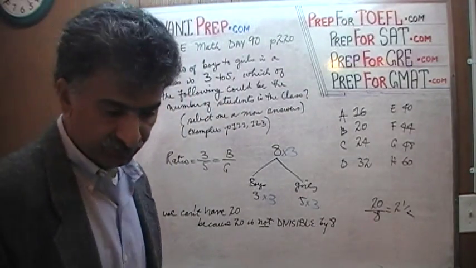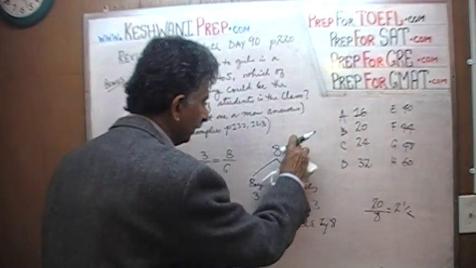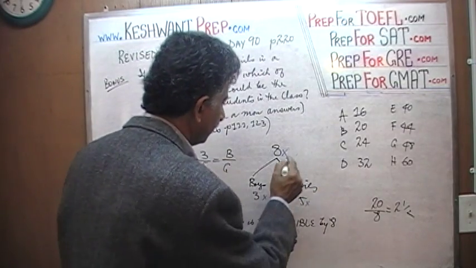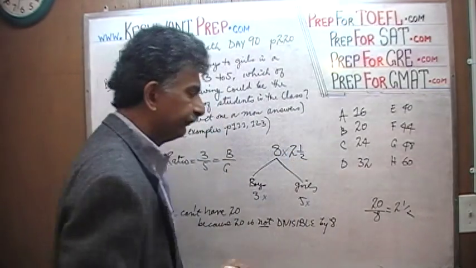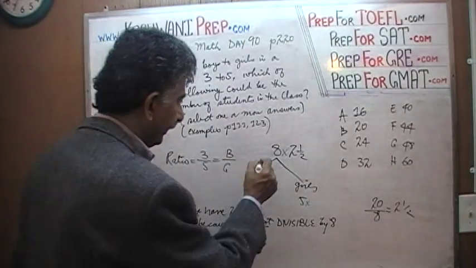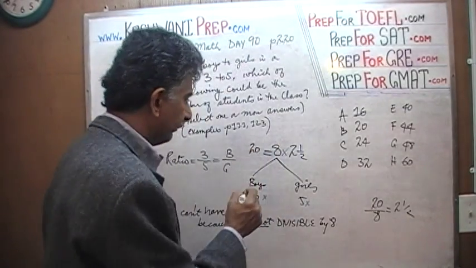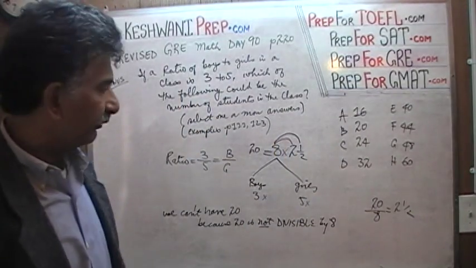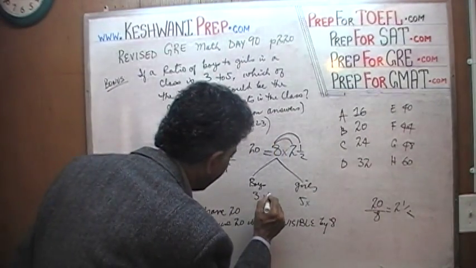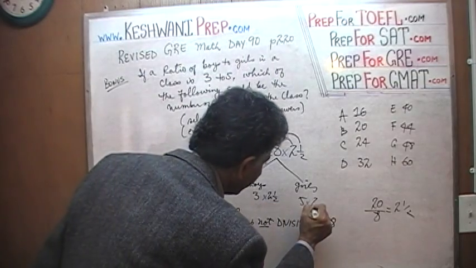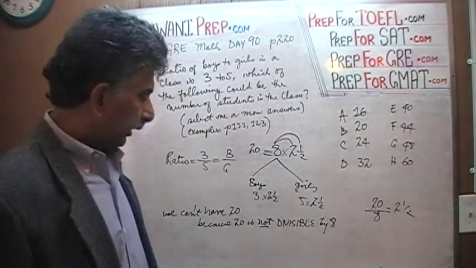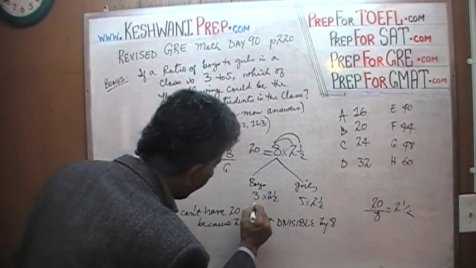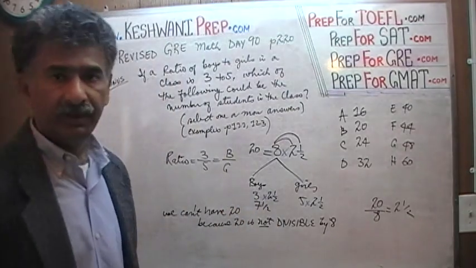Let's see what happens if you put 2.5 here. 8 times 2.5 is 20, because 8 times 2 is 16, and 8 times half is 4. 16 plus 4 is 20. Here you're going to have 2.5 also, and here you will have 2.5 also. Well, 2.5 times 3 is 7.5. You can't have 7.5 boys.